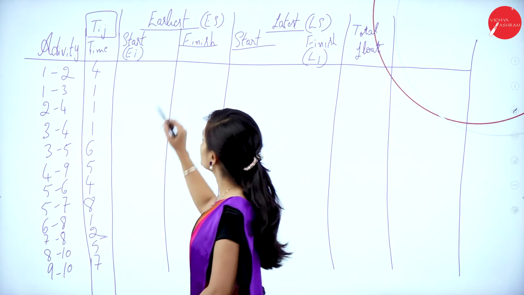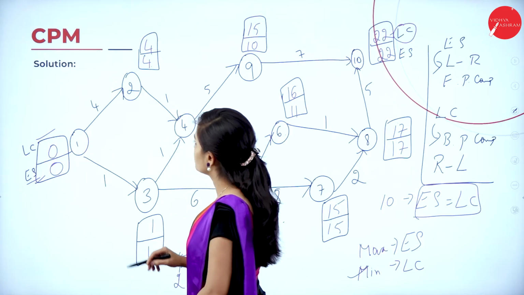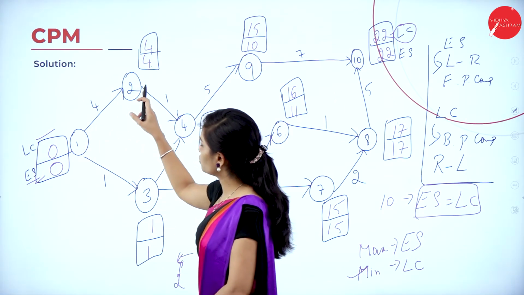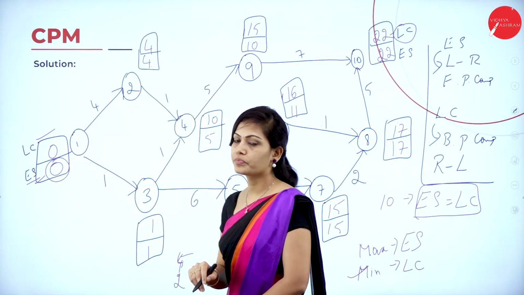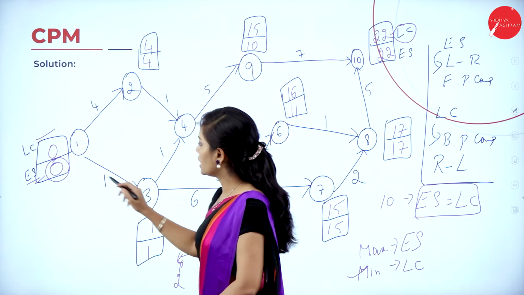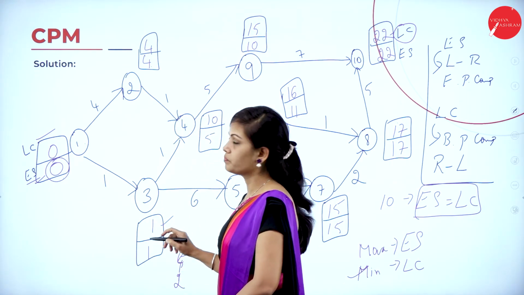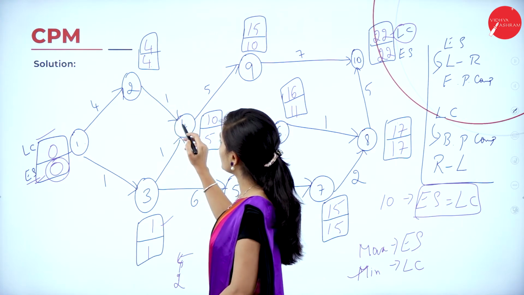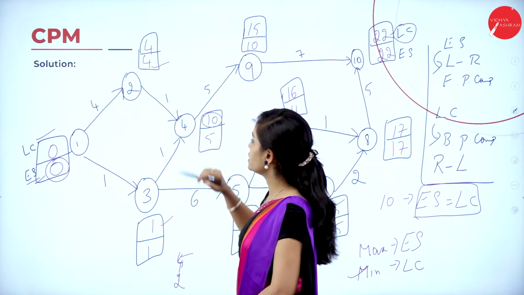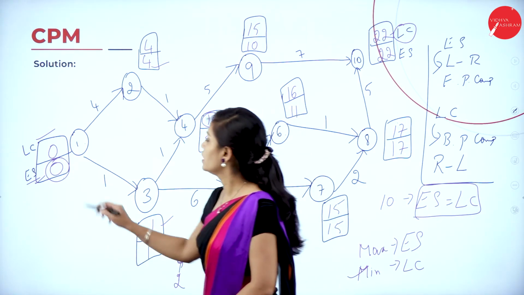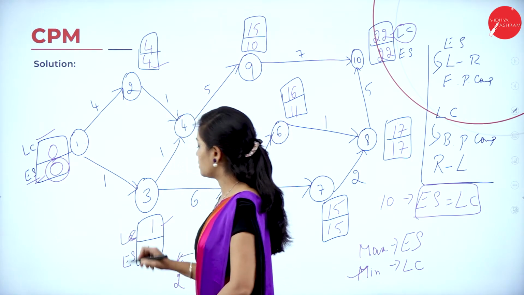Now I have to find the earliest time for each and every node. For 1 to 2, listen carefully, earliest time is 0. And for 1 to 3, earliest time is 0, latest completion time is 1. And for 2 to 4, earliest time is 4 and latest completion time is 10. Clear? So this is ES and this is LC, latest completion time.